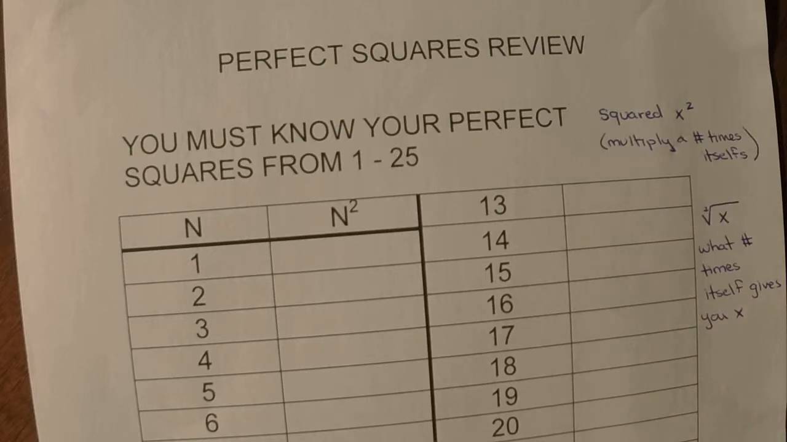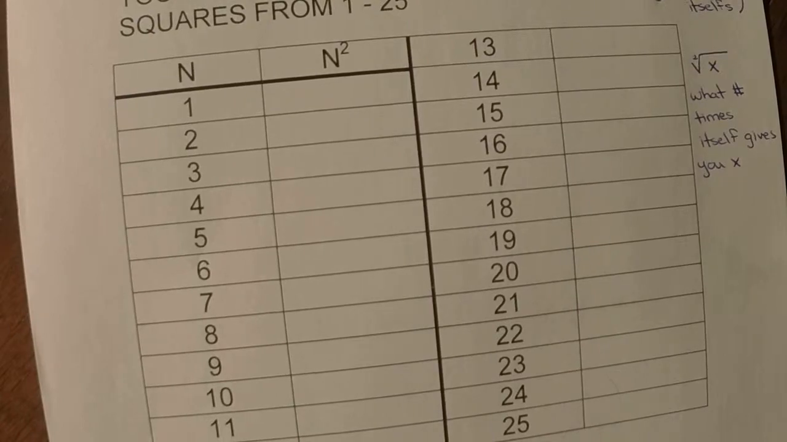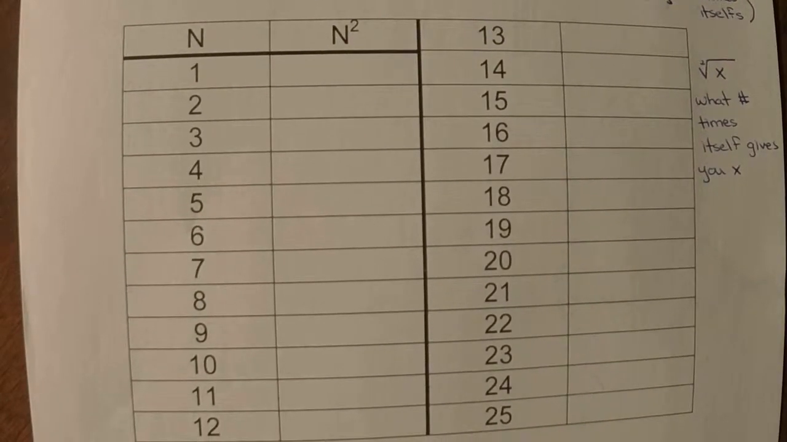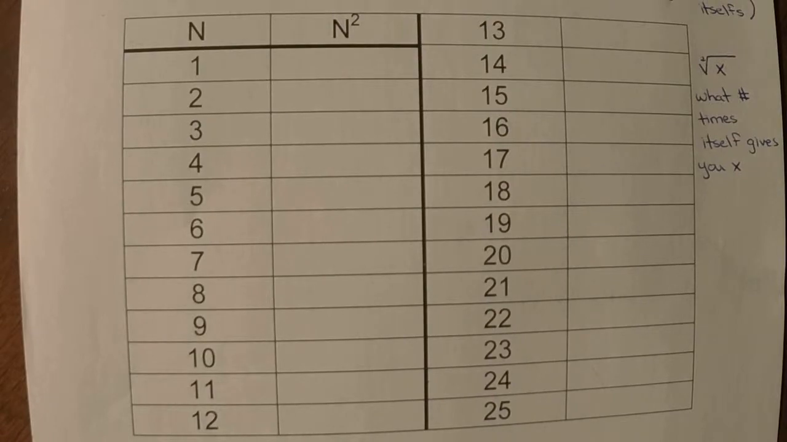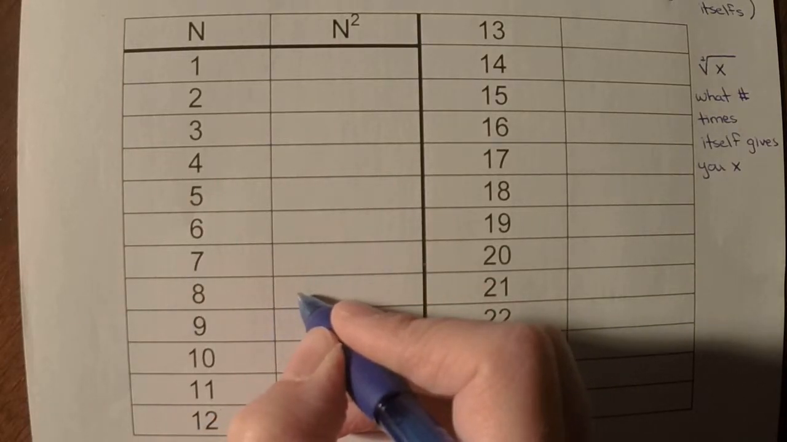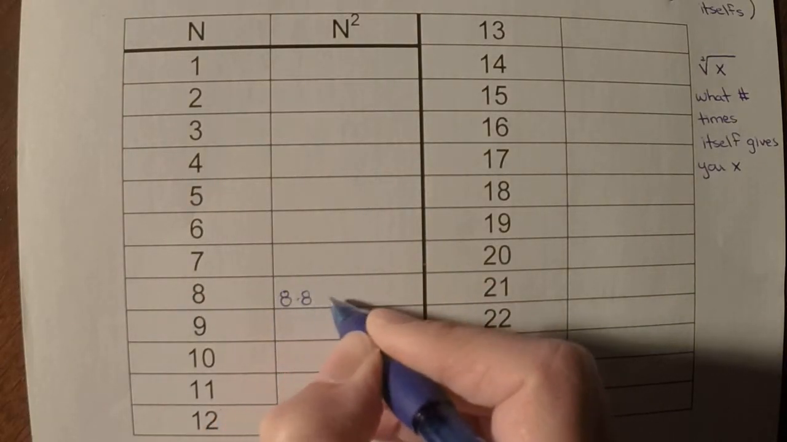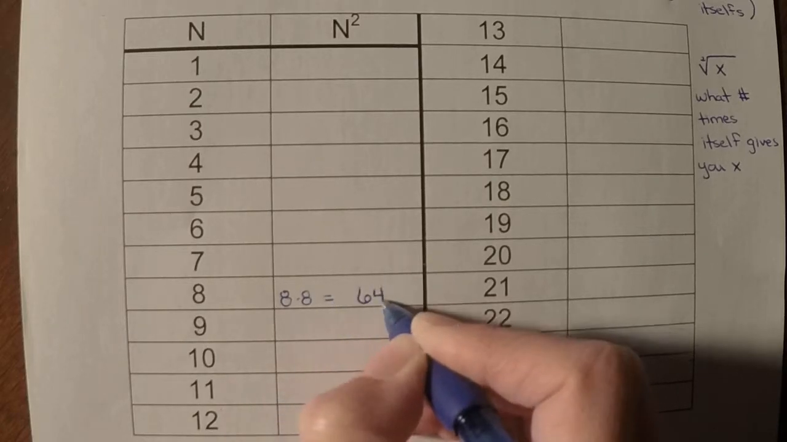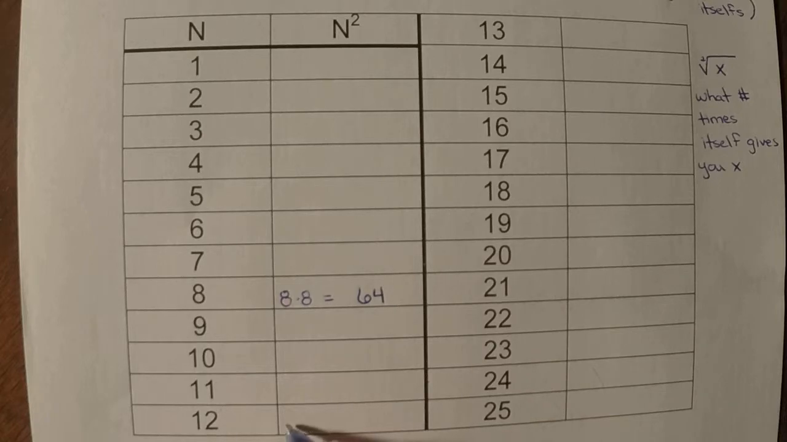So the first thing you need to start to recognize is some of your perfect squares. I've given you this table, and I'm not going to fill it out all the way, but the idea is something like we just talked about. This is 8 squared, which means 8 times 8, which actually means 64. Same thing, if we did 12 times 12, that would give me 144. So 12 squared would be 144. Use your calculator, or your phone for that matter, and fill out the rest of that table.